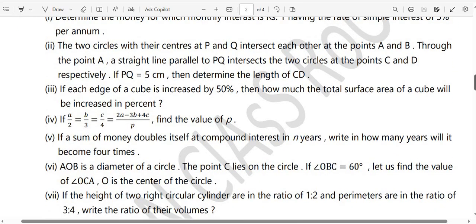Question number 4. If a by 2 is equal to b by 3 is equal to c by 4 is equal to (2a minus 3b plus 4c) by p, find the value of p.